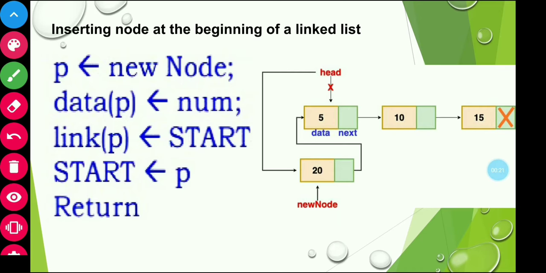Ill nodri linked list olaga more elements ava 5, 10, 15. 15 is the last node. Why? Because its link part is null. Cross mark indicates null here. So first in madbeku now new node create madbeku. Algorithm nodri ille P is equal to new node. So first again aktadile P anuvanta pointer new node ge point martam.